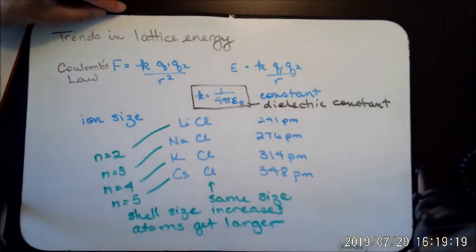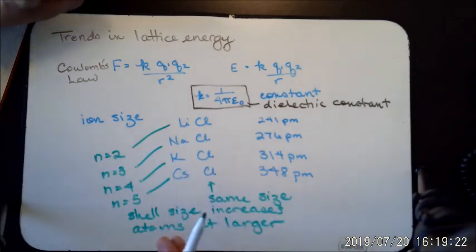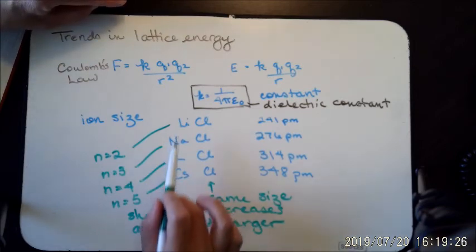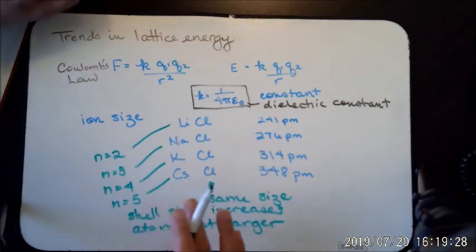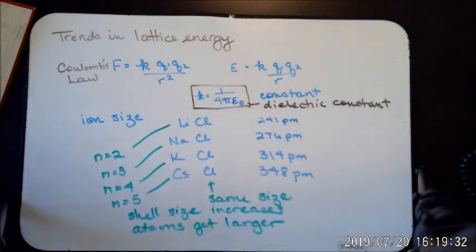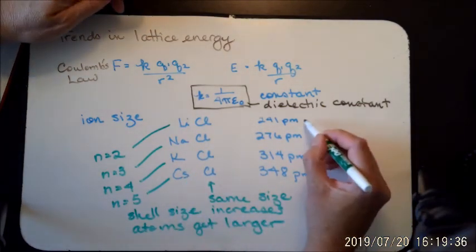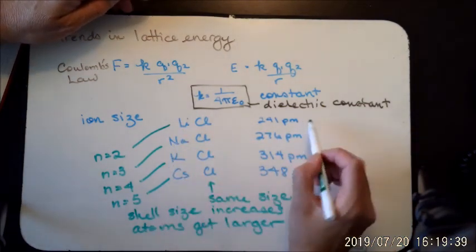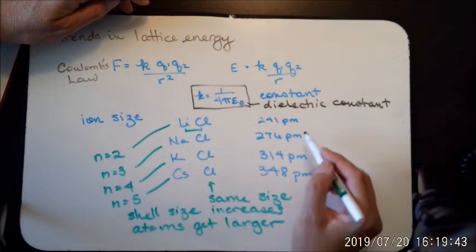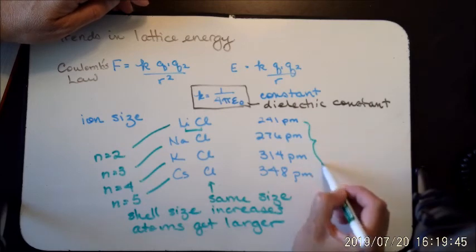Okay? And even though we say, well, wait a second, I thought the cations are smaller than my neutral atoms. They are, but all of these are cations. We're not comparing to their neutral atom. And you're still increasing in your shell, and because of that, they're getting larger. So your bond length, which is the center of lithium to the center of your chloride ion, gets longer.